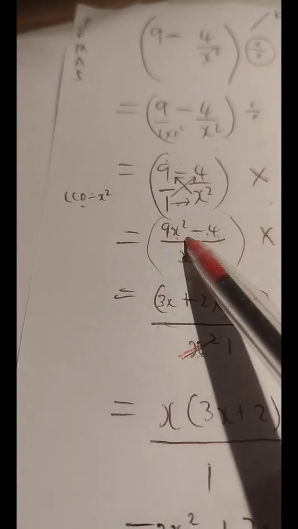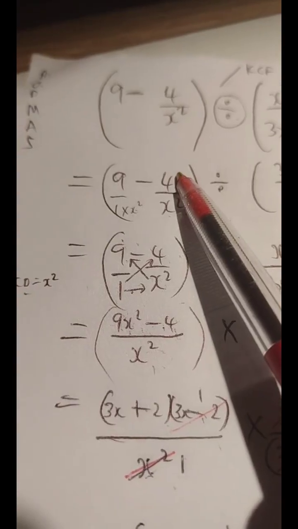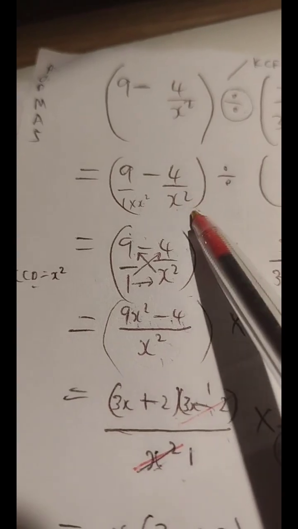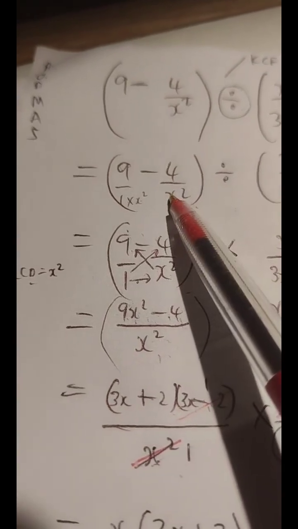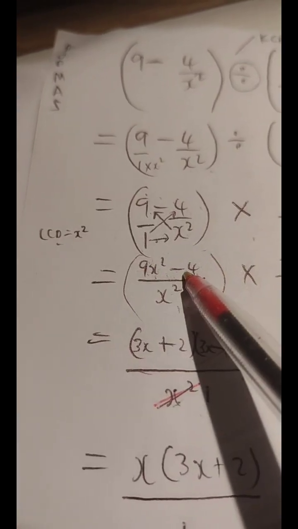We multiply by x squared, we get 9x squared. Here we already have x squared. We don't have to multiply by another variable, but just by 1. We multiply by 1 to get that same LCD, which is x squared. We do the same at the top, so we have 9x squared minus 4.